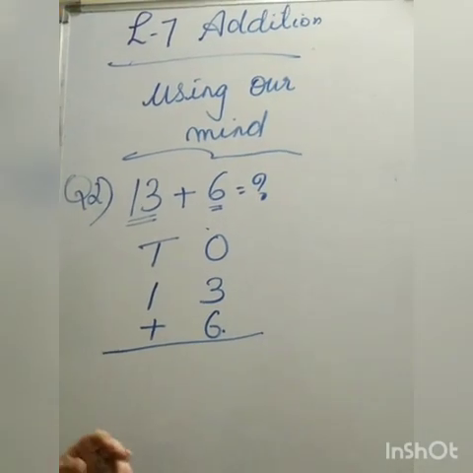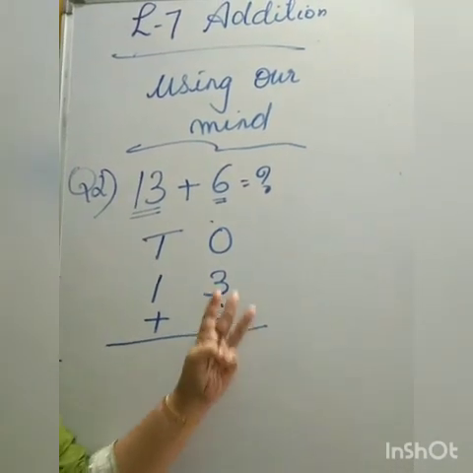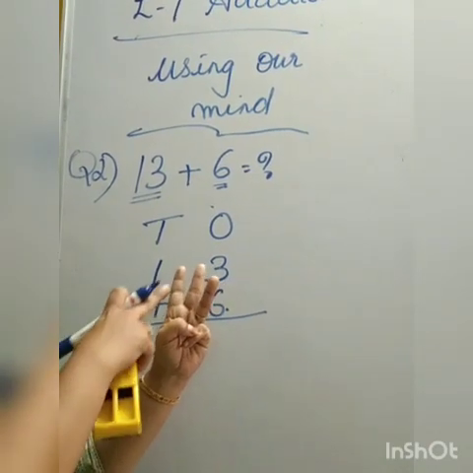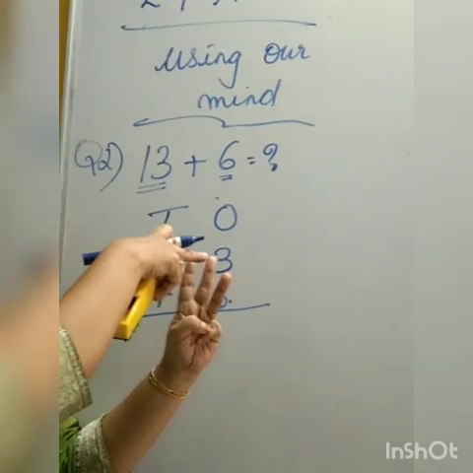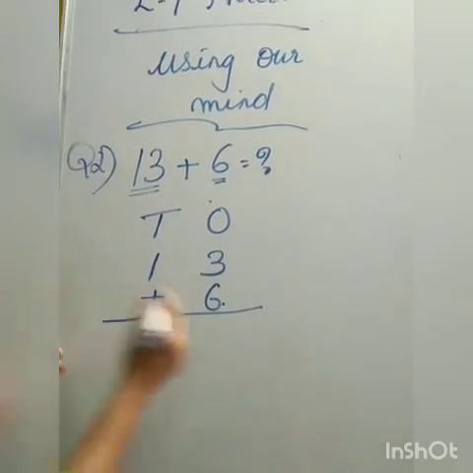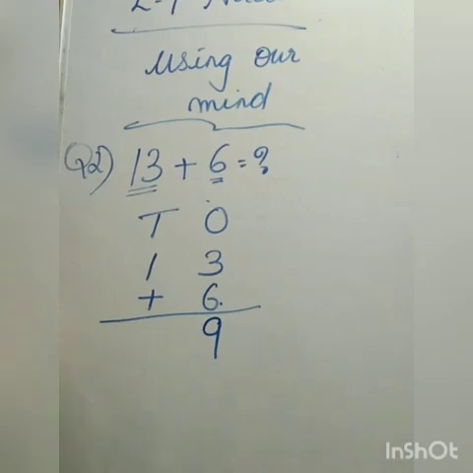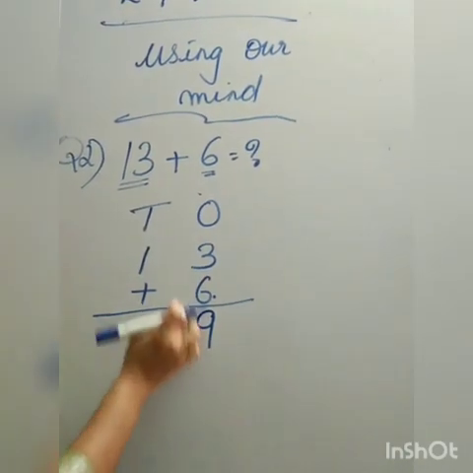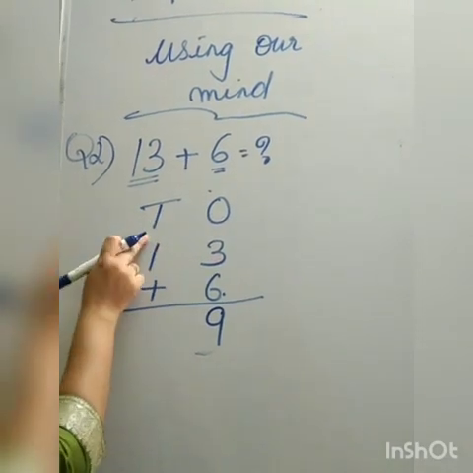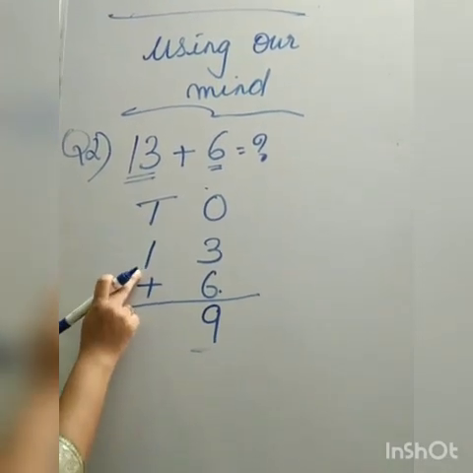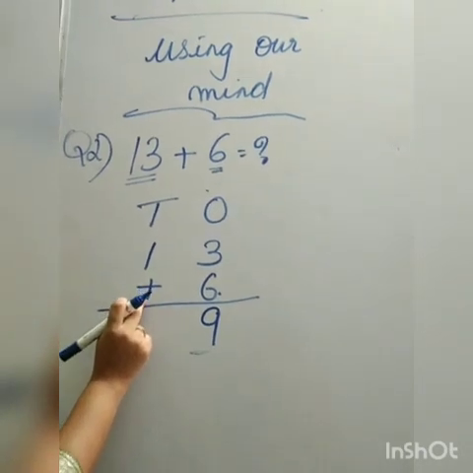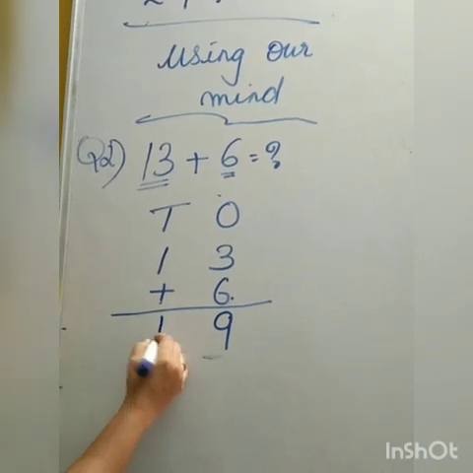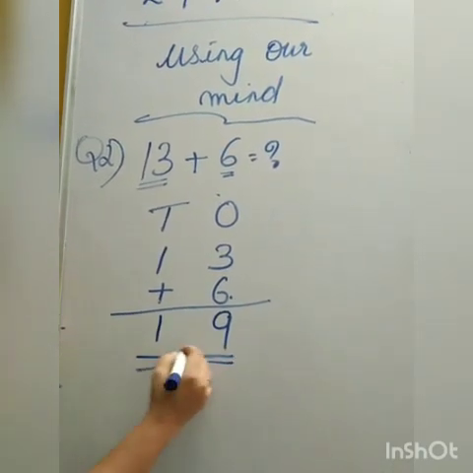So we have to keep 6 in your mind and take out 3 in your finger. Then after 6, 7, 8, 9. Write 9 in the ones place. Now ones place addition is over. Now look at the tens place. Which number is given? 1. In the second step no number. So 1 plus 0 is equal to 1. So the answer is 19.